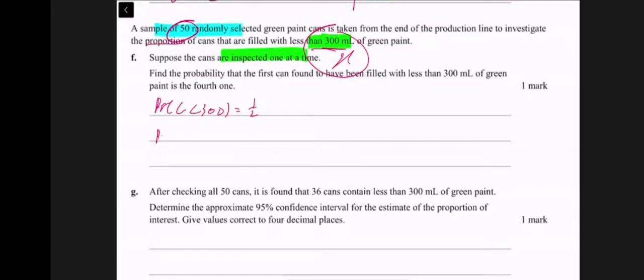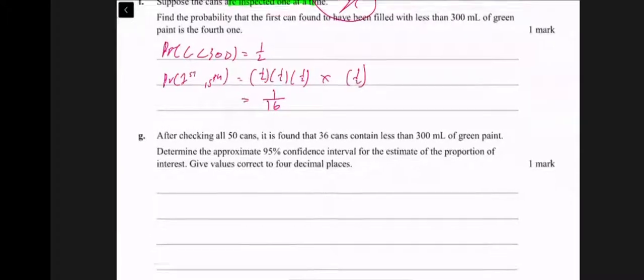So the probability that the first one that's less than 300 is the fifth. I'll just write it like this. The first one's normal, second one's normal, third one's normal, and then the last one's normal. They all happen to be half, so it doesn't really matter. And that's 1 on 16.